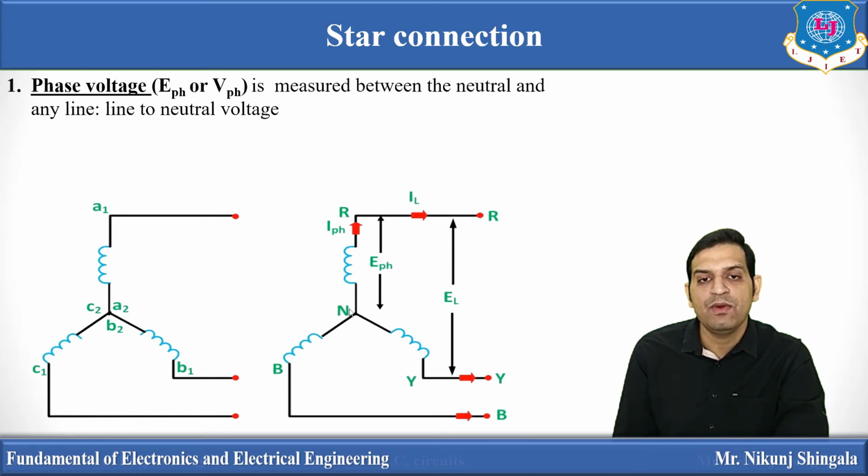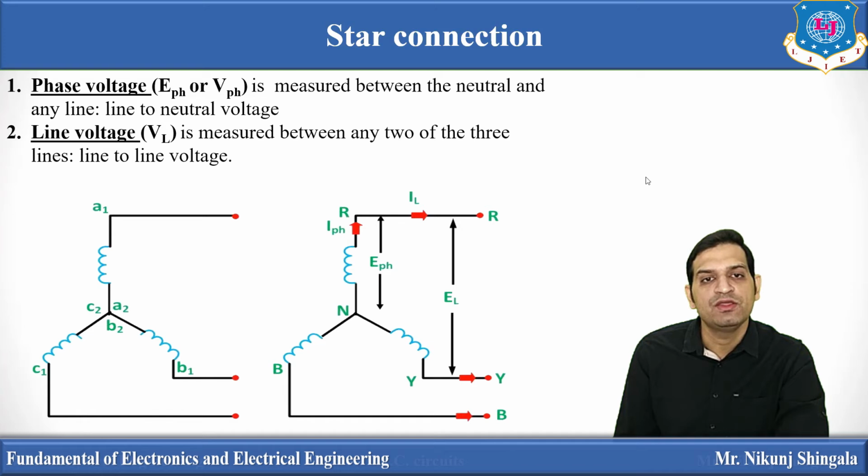So for line R, it is measured between R and N. So this is nothing but the ERN. If the phase voltage is measured between Y and N, then it will be EYN. If it is measured between B and N, it will be EBN. So there are three phase voltages: ERN, EYN, and EBN.